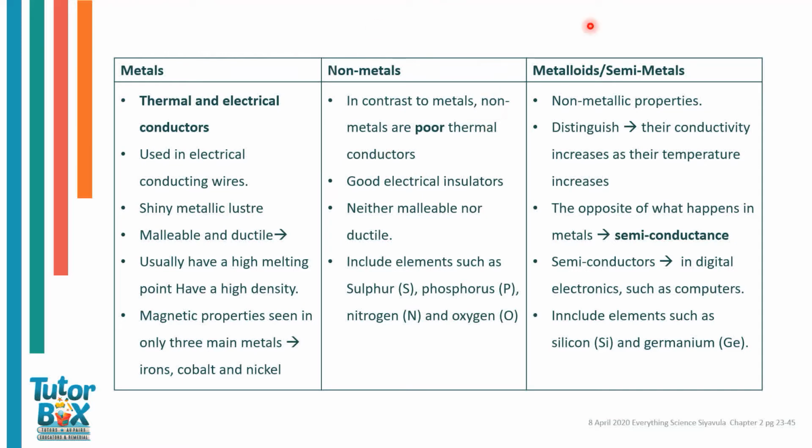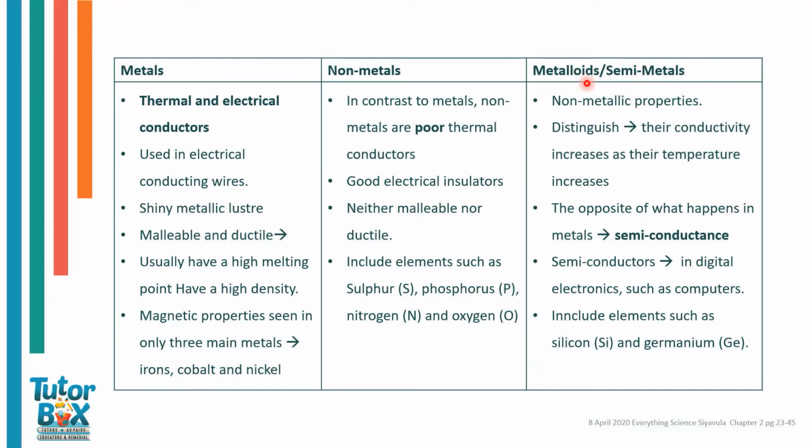And metals are used in electrical conducting wires. They're shiny, with metal luster, and they're malleable and ductile. This just means that they're able to be bent and stretched without breaking. They usually have a high melting point, high density, and their magnetic properties are only seen in three: iron, cobalt, and nickel. Non-metals make good electrical insulators. They're not malleable or ductile, and they include elements such as sulfur, phosphorus, nitrogen, and oxygen. So all the ones on your right.